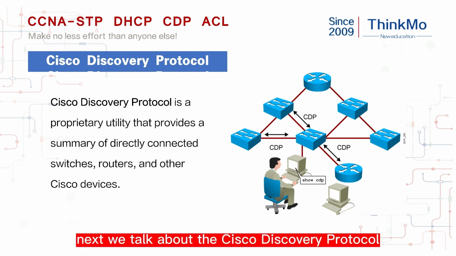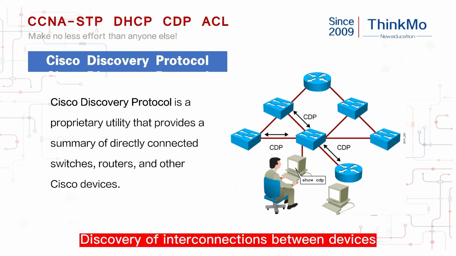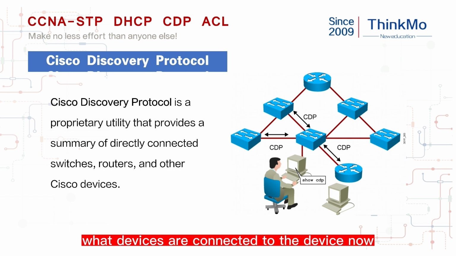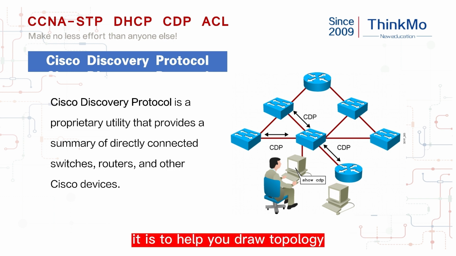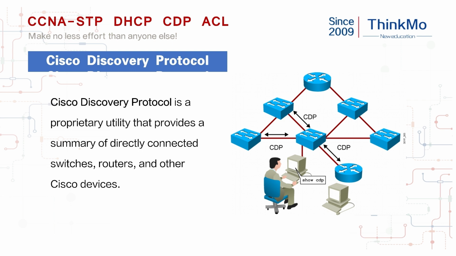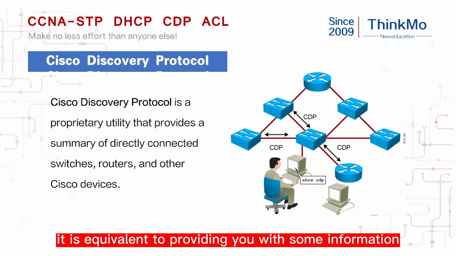Okay. Next we talk about the Cisco Discovery Protocol. This is called CDP. Discovery of interconnections between devices. The content of the PPT is also very simple. As long as the Cisco devices are now connected, the protocol will run accordingly. I can check what devices are connected to the device now. In fact, it is to help you draw topology. It will tell you what kind of equipment is there next to the number 1, number 2, and number 3 ports of this device. It is equivalent to providing you with some information.